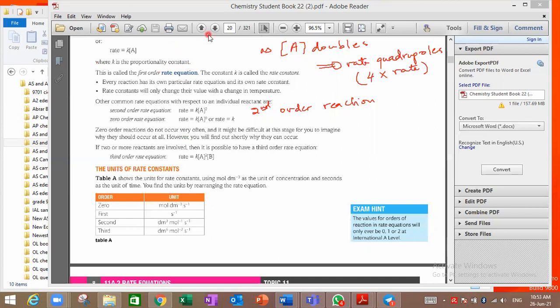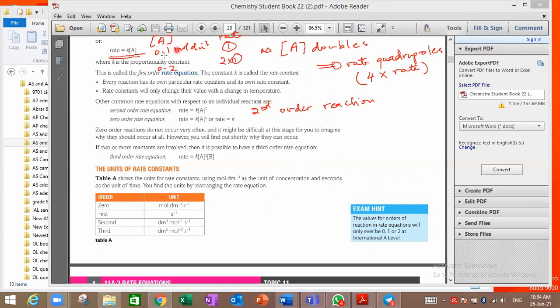I will repeat this. If we measure the rate of such a reaction and how it depends on the concentration of A, we take a certain concentration of A, for example 0.1 mole per decimeter cube, and find the rate. So if the concentration of A is 0.1 moles per decimeter cube, the rate was rate 1. But if we double the concentration to 0.2, we find that the rate equals 2 times rate 1.